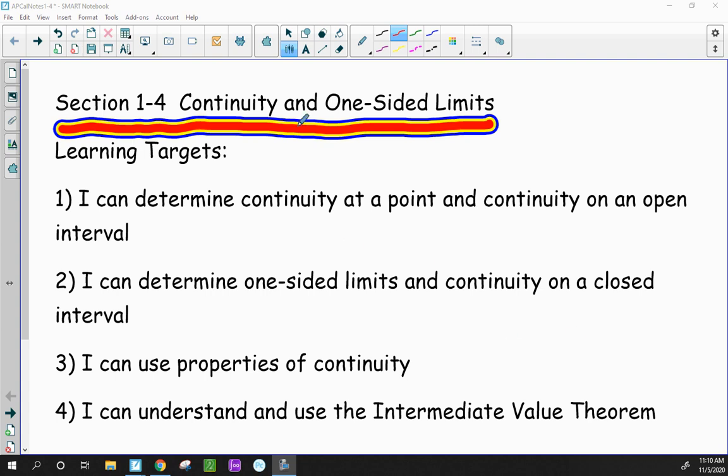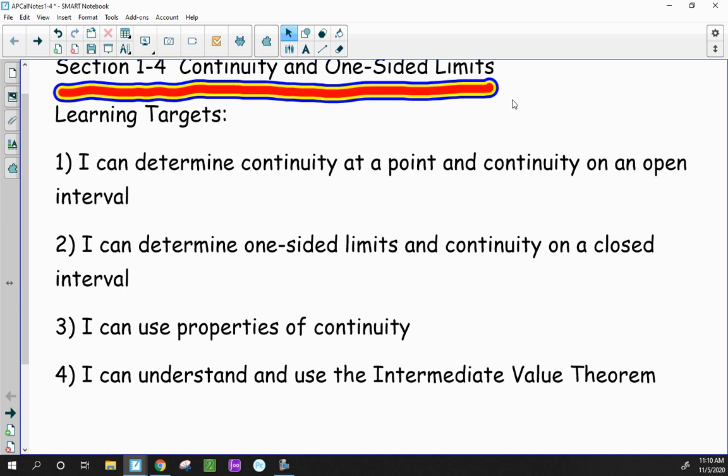AP Calculus. First section 1-4 is on continuity and one-sided limits. There are 4 learning targets for this section. First, I can determine continuity at a point, and continuity on an open interval.